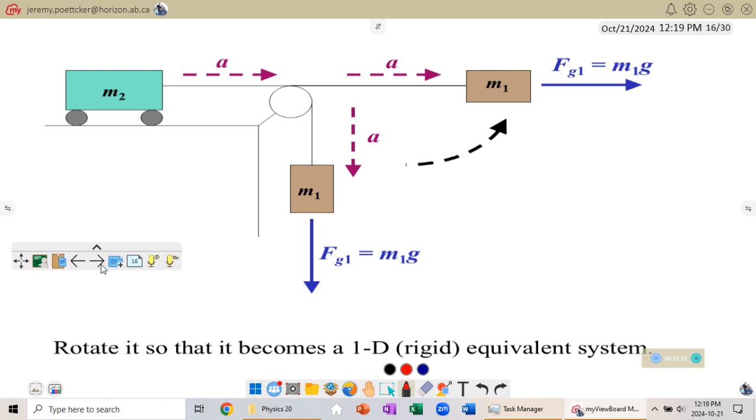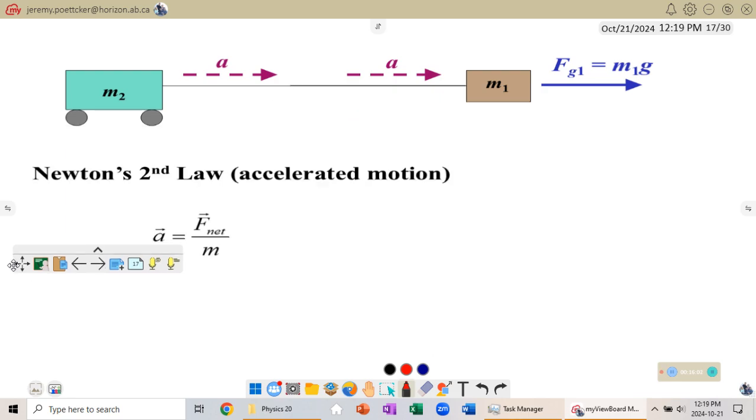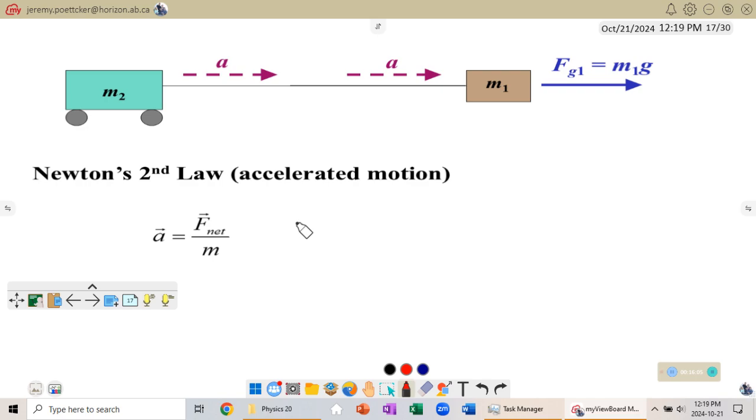Now, the easiest way to do this is we're going to rotate this so that it becomes a one-dimensional rigid equivalent system, right? So we can imagine, instead of it accelerating downwards here, it's just moving to the right, that everything moves to the right with an applied external force of Fg1, which is equal to m1g. And at this point here, we're saying, okay, the acceleration of the whole system is equal to Fnet over m.